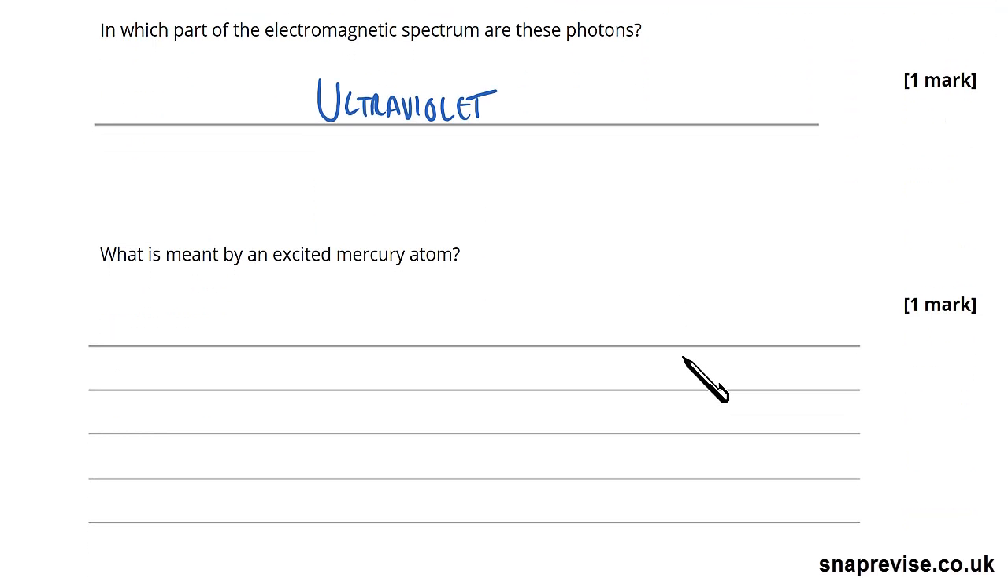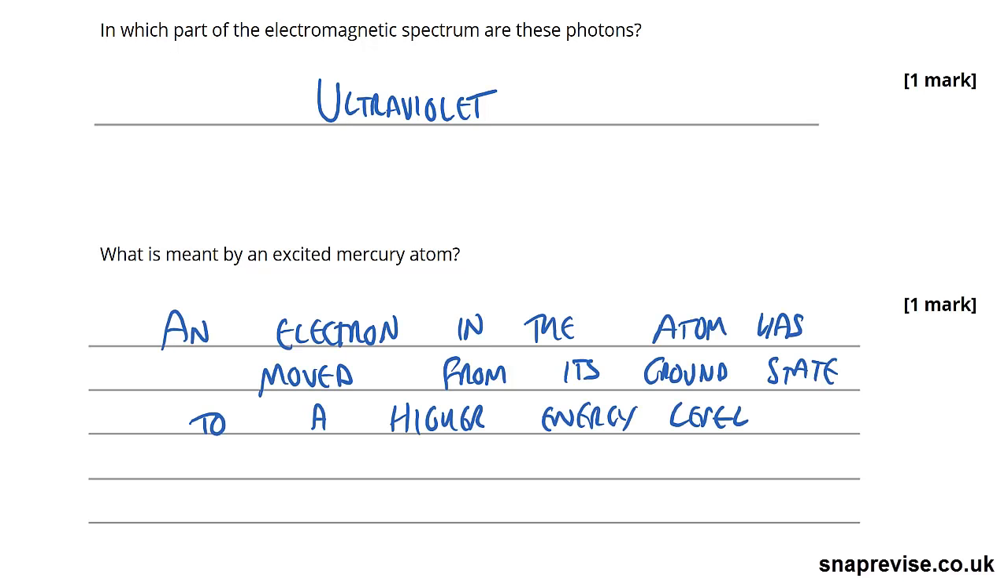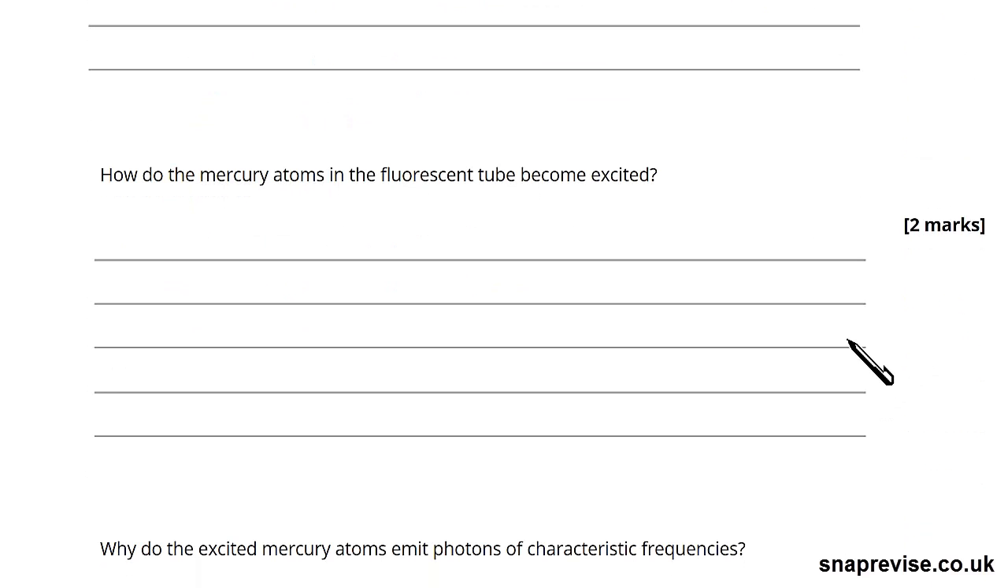So what is meant by an excited mercury atom? Well, that could just be an answer to what is meant by an excited atom in general, and we know that just means that electrons move to a higher energy level. So an electron in the atom has moved from its ground state to a higher energy level. It's just one mark. They just wanted to make it clear that we said electron and that it moved to a higher energy level.